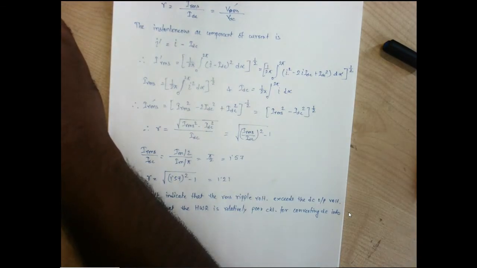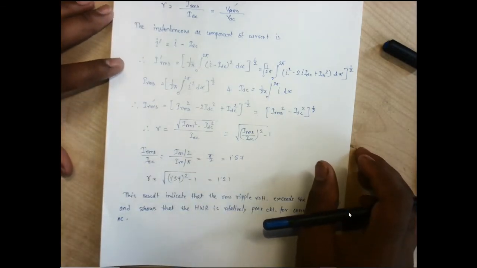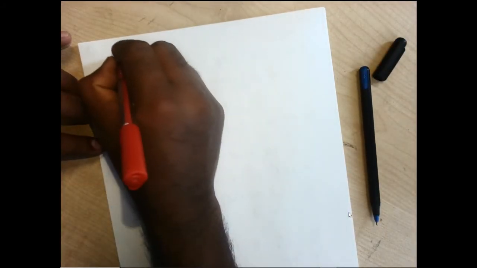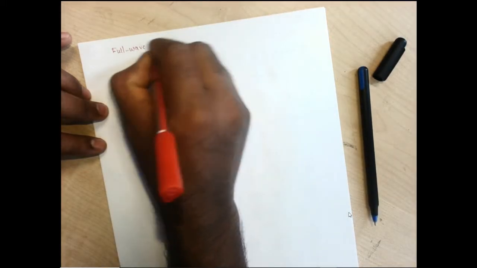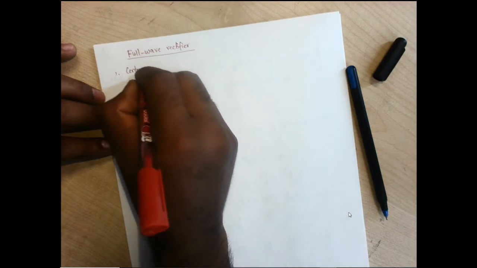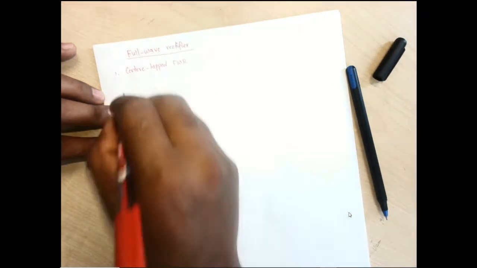So to expect somewhat better than this, to have somewhat better conversion, we are further proceeding towards the full wave rectifier. So the first full wave rectifier circuit is the center tapped full wave rectifier. So the first circuit is our center tapped full wave rectifier.